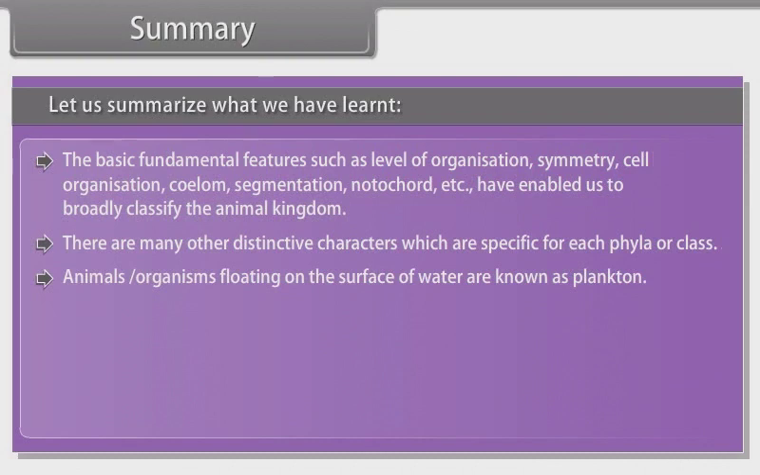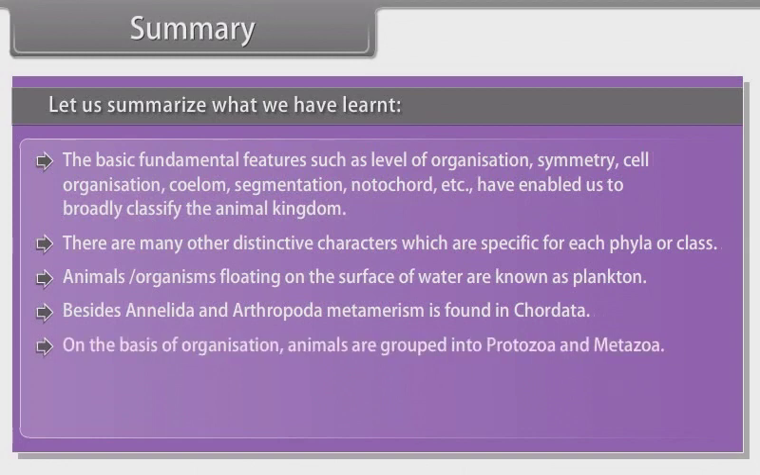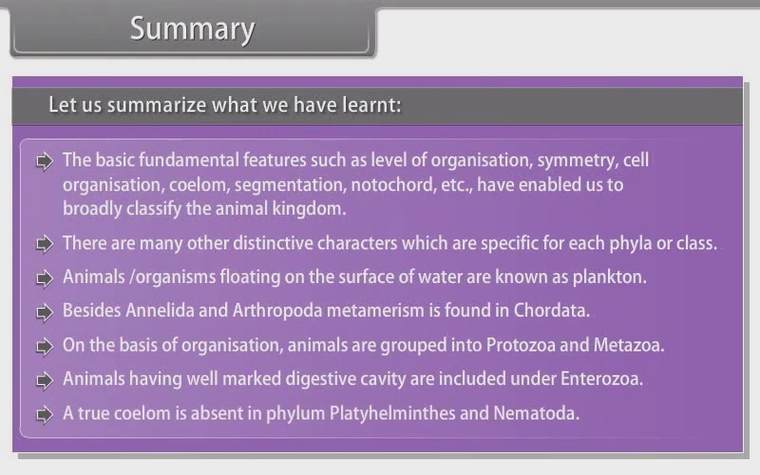Animals or organisms floating on the surface of water are known as plankton. Besides Annelida and Arthropoda, metamerism is found in Chordata. On the basis of organization, animals are grouped into protozoa and metazoa. Animals having well-marked digestive cavity are included under enterozoa. A true coelom is absent in phylum Platyhelminthes and Nematoda.